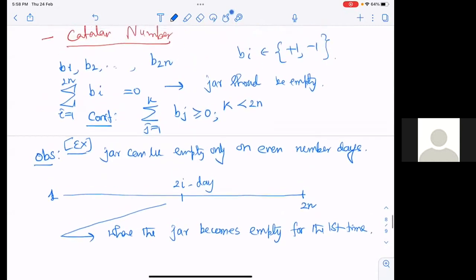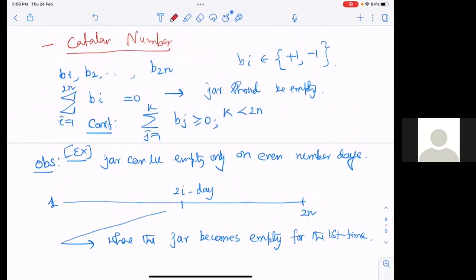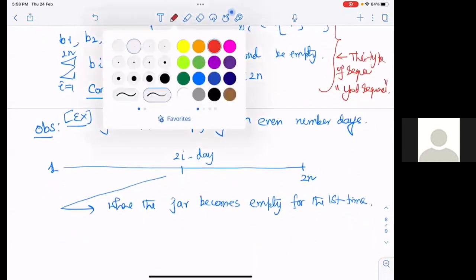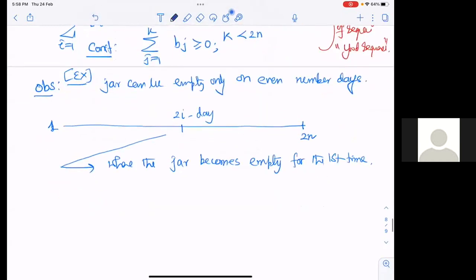Before we go ahead, let's give this sequence a name, which will be useful for us. These are sequences of the type b1, b2, ..., b2n such that any prefix sum is non-negative. Let's call this type of sequence a good sequence. And 2i is the first day where the jar becomes empty.